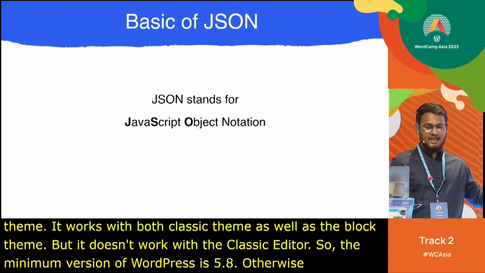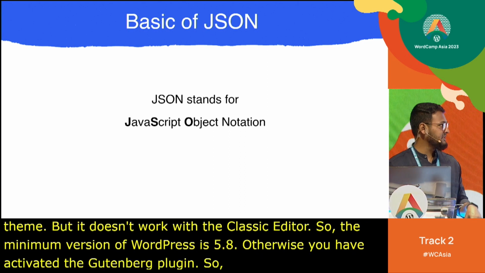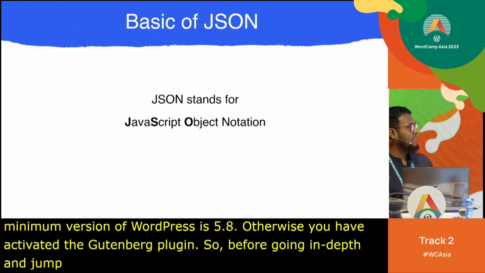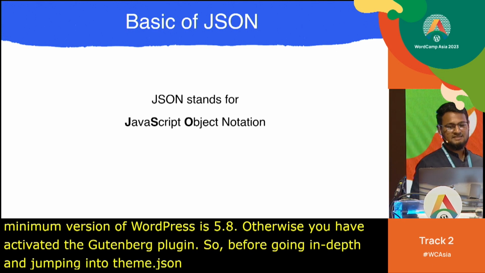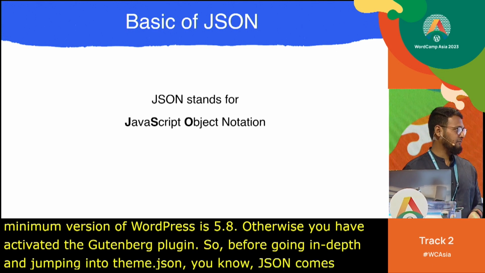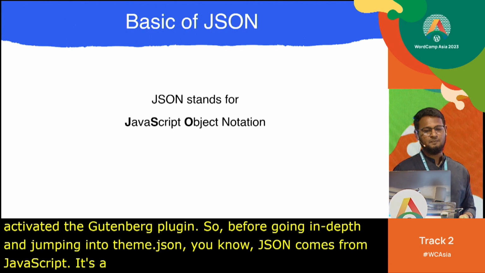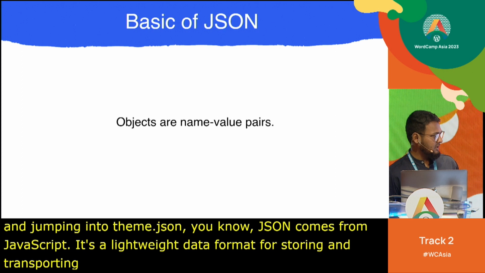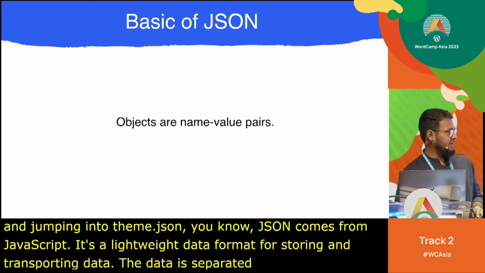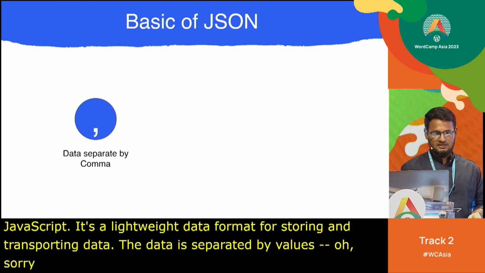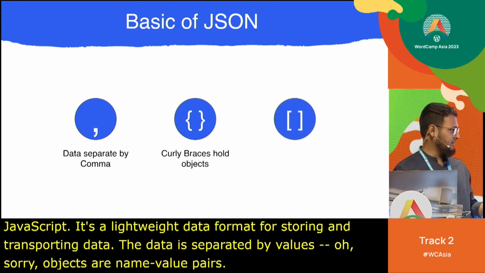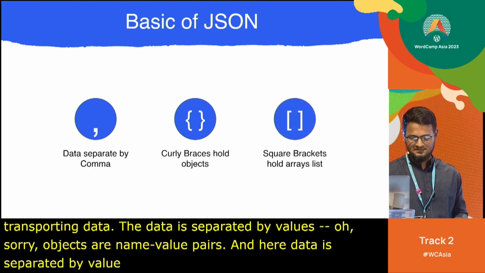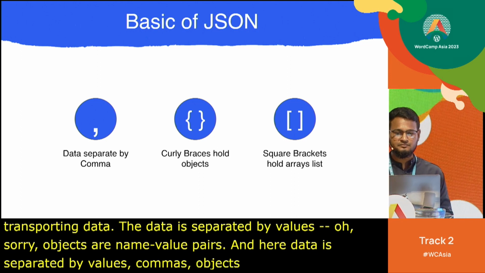Before jumping in depth into theme JSON, you know, JSON comes from JavaScript. It's a lightweight data format for storing and transporting data. The data is separated by values, objects and name-value pairs. Curly braces hold all the objects, and square brackets hold arrays, or lists.